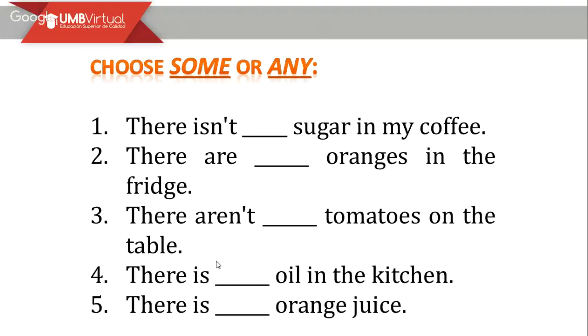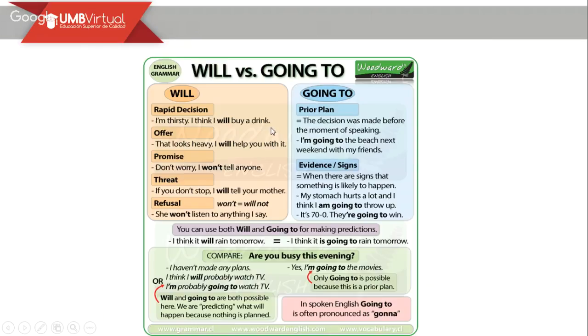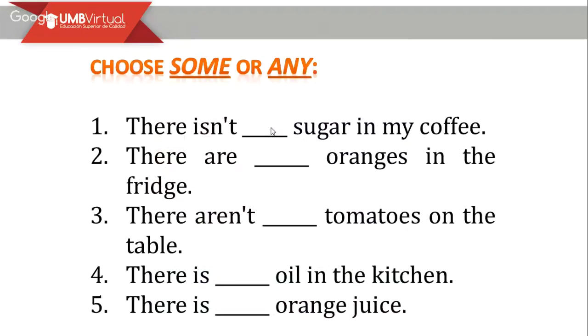There isn't sugar in my coffee. There are oranges in the fridge. There aren't tomatoes on the table and there is oil in the kitchen. There is orange juice. Perfect. Which is going to be the correct option for this one? There isn't any sugar in my coffee. There are some oranges in the fridge.